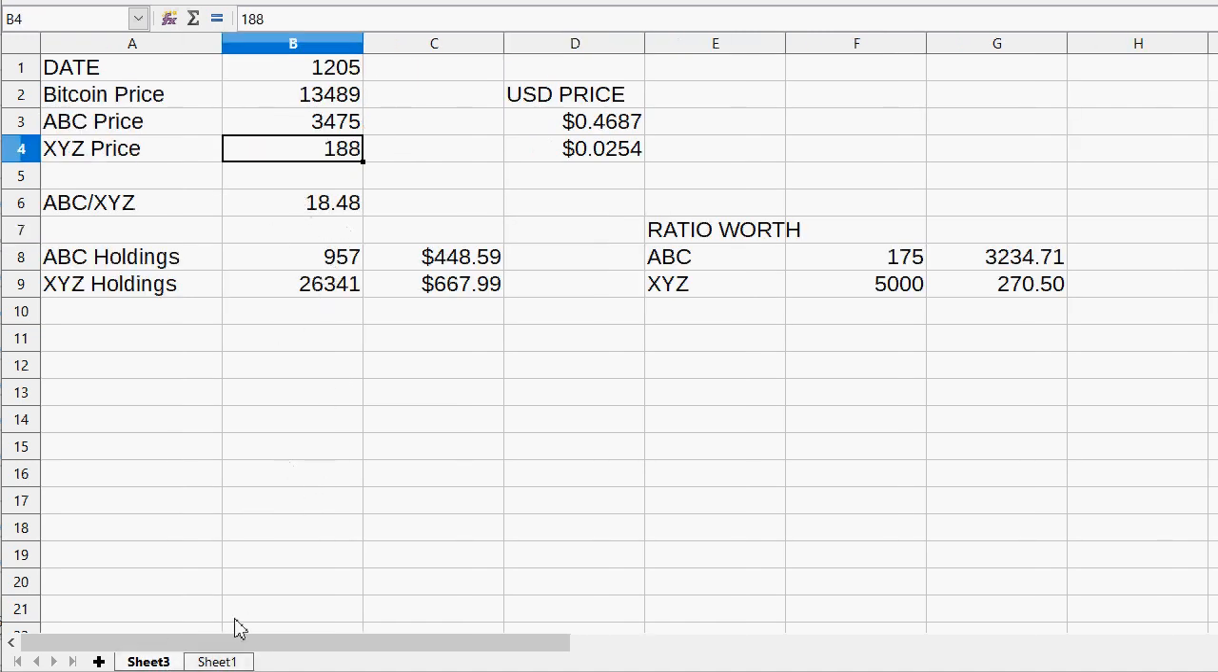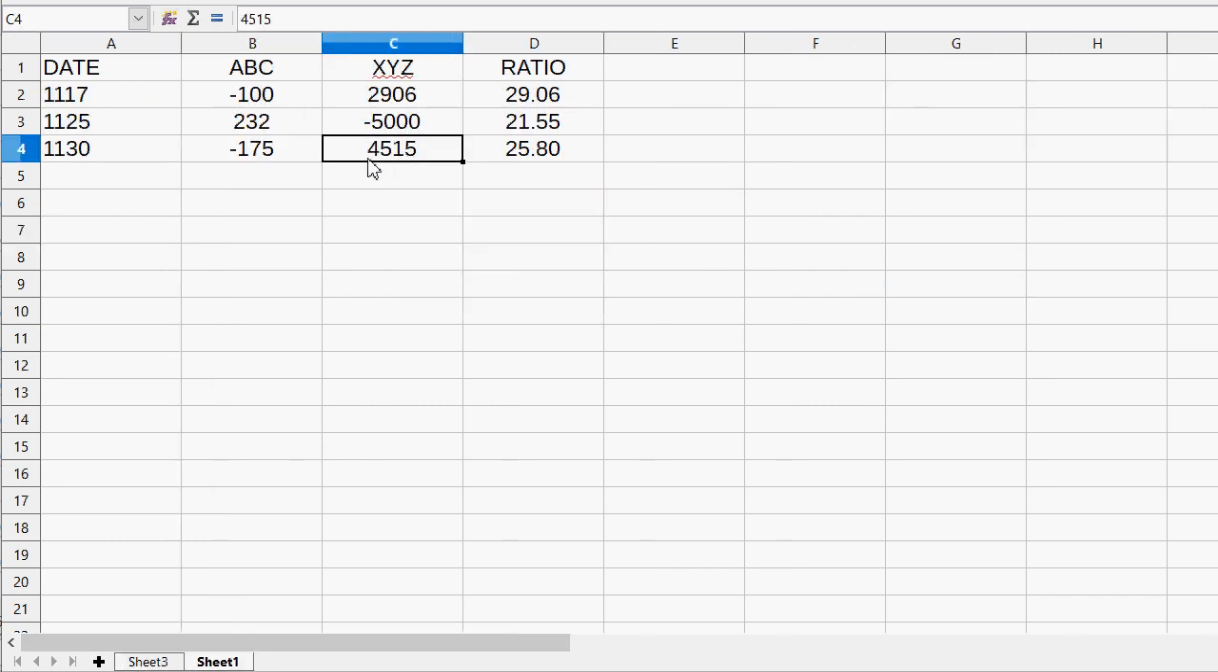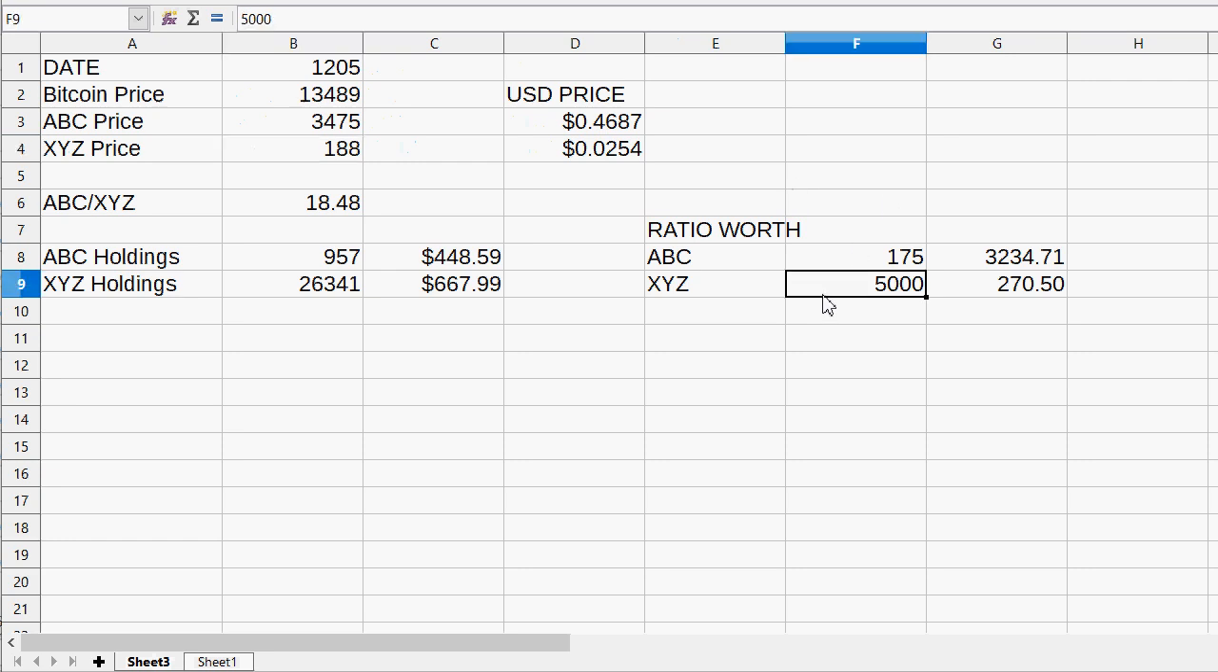We got 26,000. Maybe look to distribute. Maybe get rid of like 44 of the 4,500 that we got. So I'd be like, okay, 4,400 would get me 238.